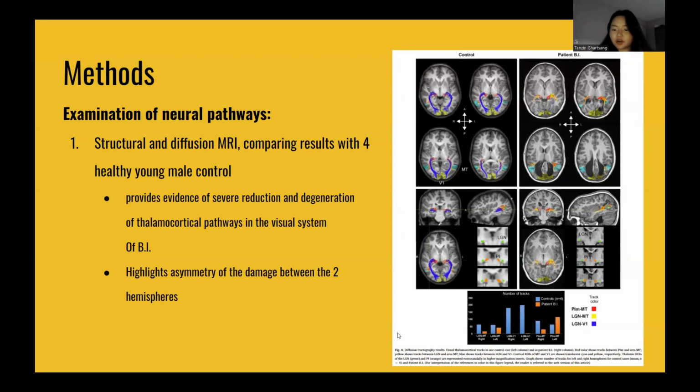The result of the chart on the bottom shows that the patient's brain connections between the left eye and the V1 were almost completely lost, but the connections between the left eye and MT were mainly preserved. And so it highlights the asymmetry of the damage between the 2 hemispheres.